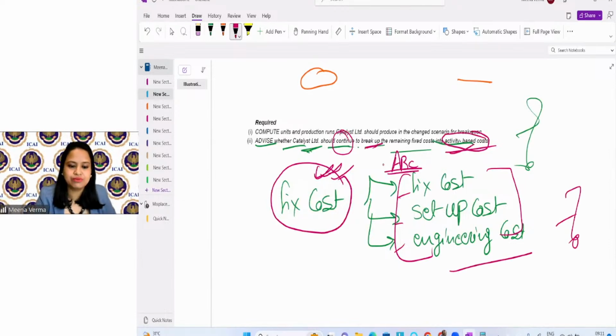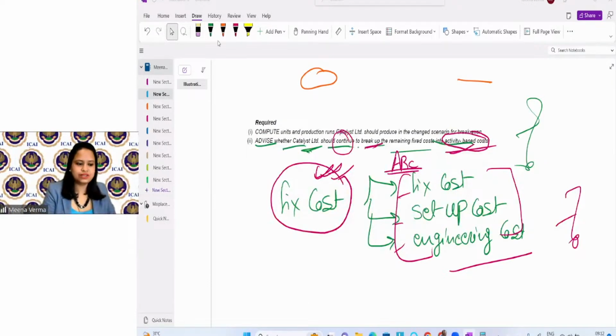Write in comment. Let me see what you people will advise here. Is it good to continue breaking them? Say yes or no. At least reply. Reply in comment. Is it good that we continue breaking up this entire fixed cost into fixed cost, setup cost, and engineering cost? Write in comment quickly.